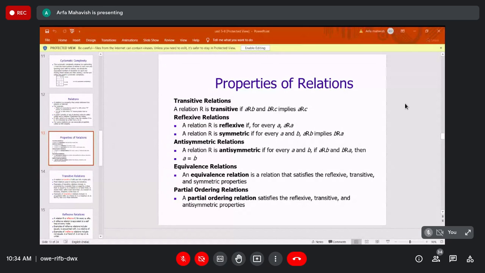If A equals B and B equals C, then A equals C. If A is greater than B and B is greater than C, then A is greater than C. That time, one second guys.